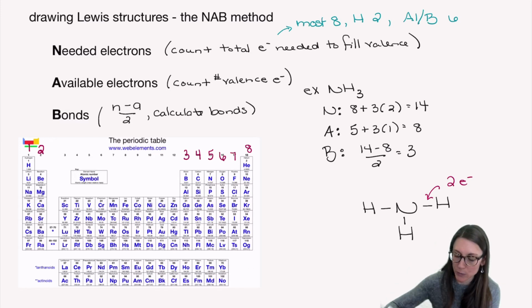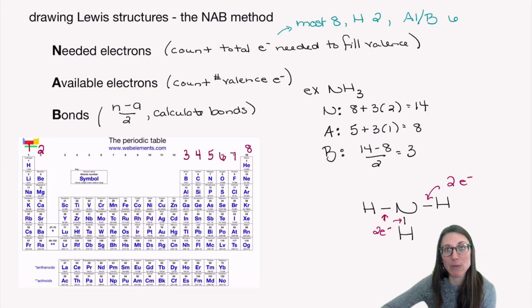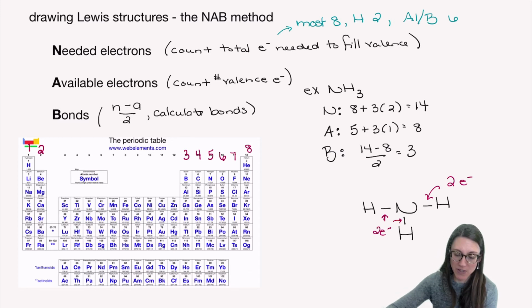Hydrogen's target is 2. This hydrogen has 2 electrons around it because of this bond right here. So that corresponds to 2 electrons. Hydrogen set. All of my hydrogens have 2 electrons around them due to that 1 bond. So hydrogen is good. Check out the nitrogen. The nitrogen has 2, 4, 6 electrons around it because it has the 3 bonds. That's not 8, which is its target.